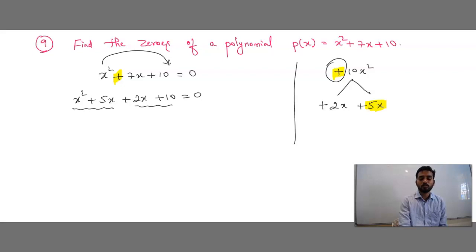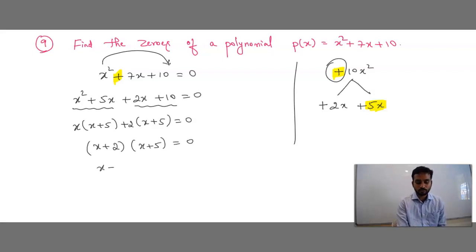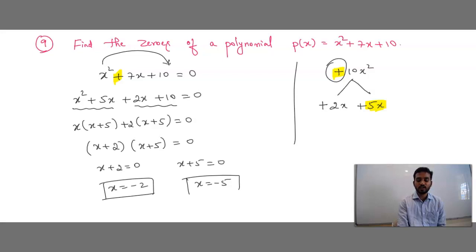Now this is one pair. So x is common, x plus 5. Whatever is there in the bracket, write it as it is. So what is outside? Plus 2 is equal to 0. x plus 2 is equal to 0, or else you just do pairing first. Outside term is x plus 2, inside term is x plus 5 is equal to 0. Now x plus 2 is equal to 0, x plus 5 is equal to 0. x is equal to minus 2 and x is equal to minus 5.